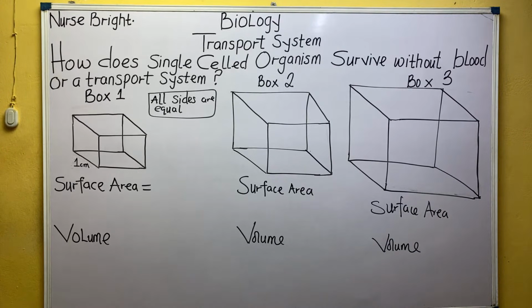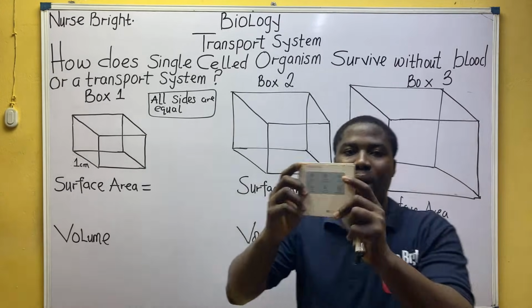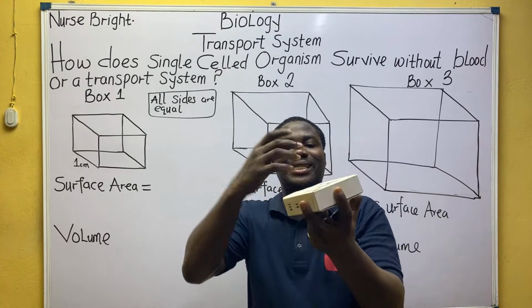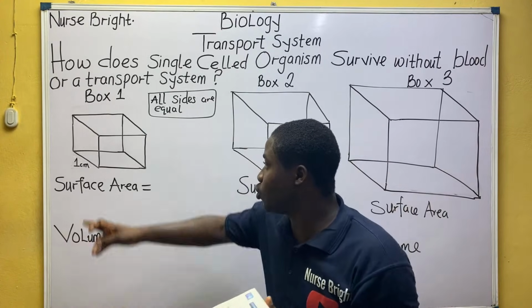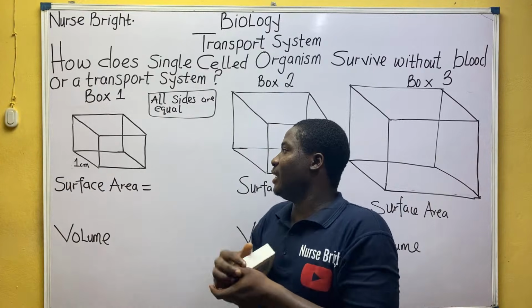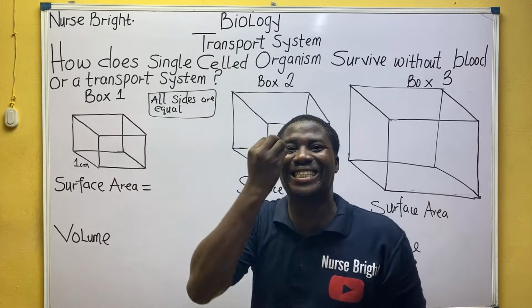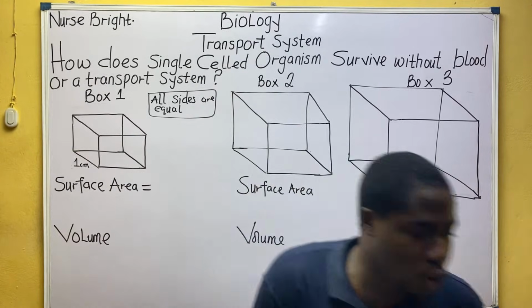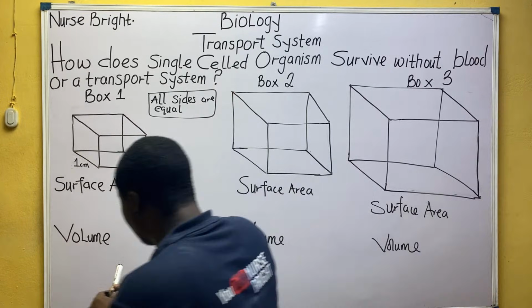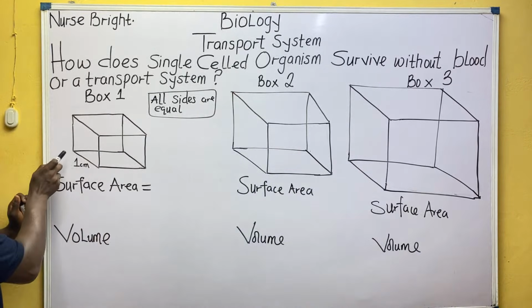Let's assume this one is a square. You get what I'm saying now? All the sides are equal. The way we are doing this is like a 3D diagram. I'm going to show you something. You guys relax, eh? So basically, this one has 1 centimeter.